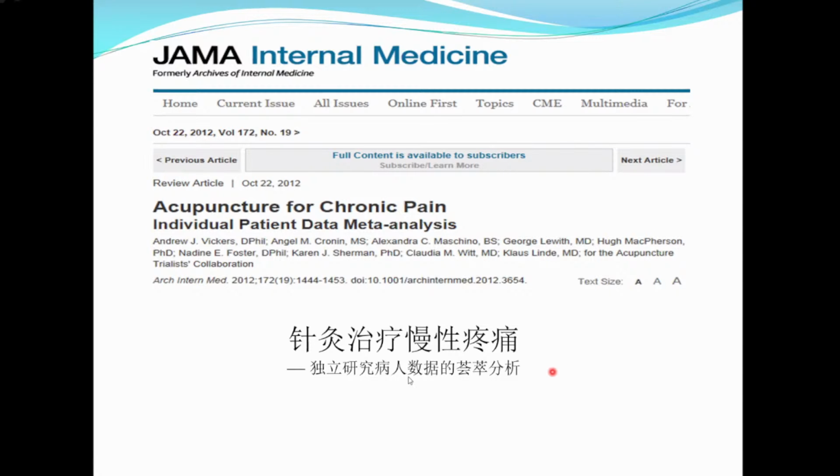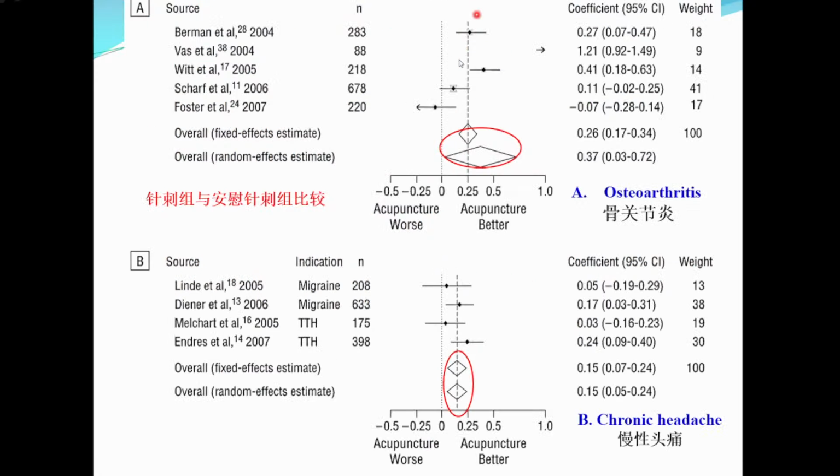This was conducted by Andrew Vickers, who is at the Memorial Sloan Kettering Cancer Center in New York. He is a statistician. He conducted a study of acupuncture for chronic pain. The study includes 29 different trials, including 18,000 people. It's the largest sample.